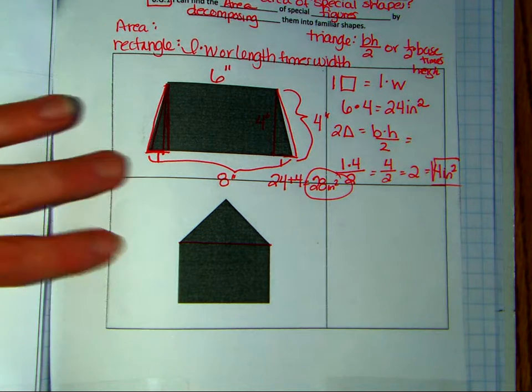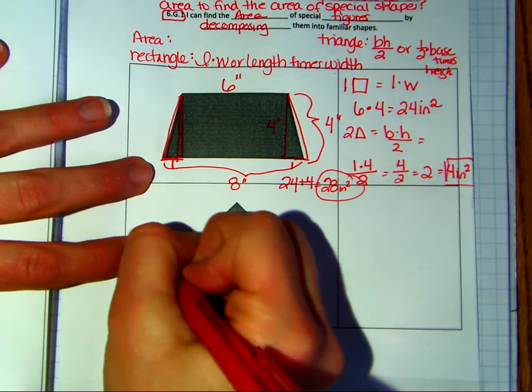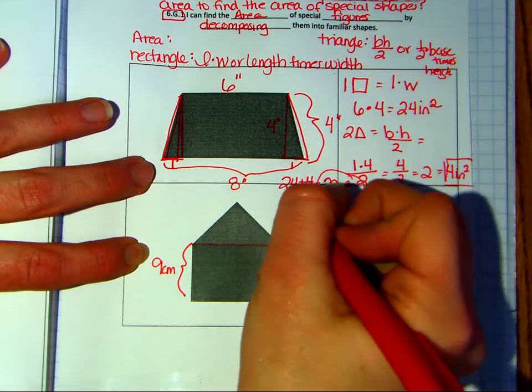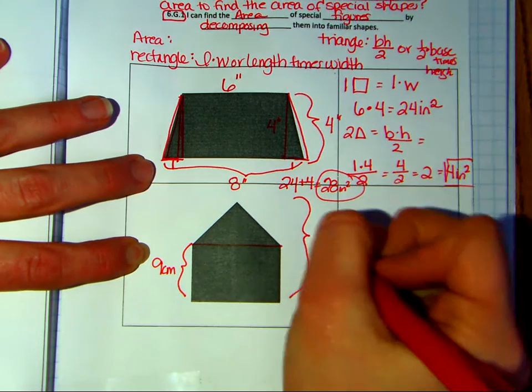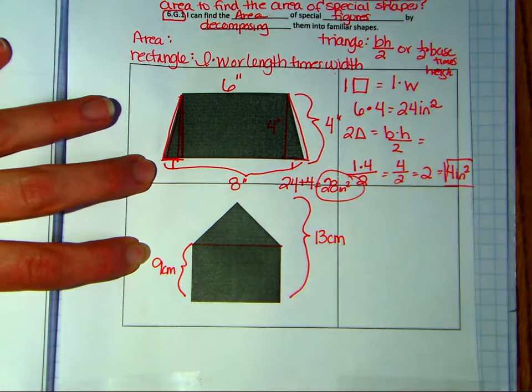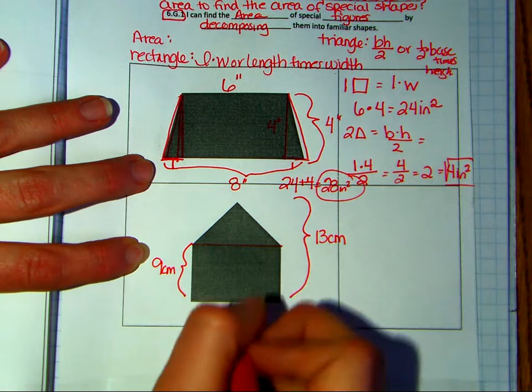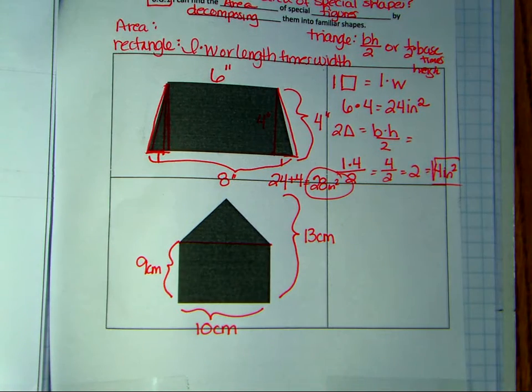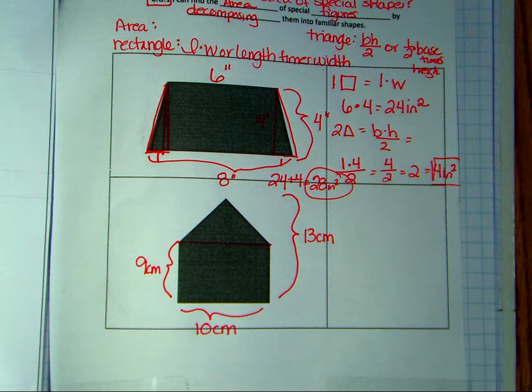So let's give this section here, let's say it's 9 centimeters. Let's say from the top of our house to the bottom of our house, it is 13 centimeters. And let's say that the base is 10 centimeters. Let's first, Logan, figure out what is the formula for the rectangle that we're going to find. How do I find the area of a rectangle? Hayden? Length times width.